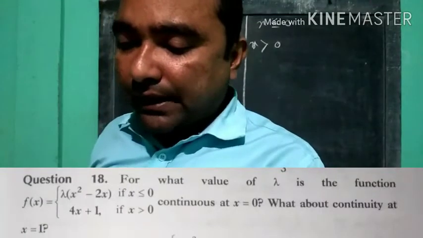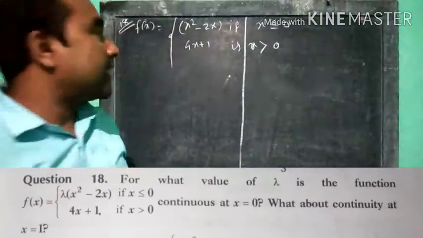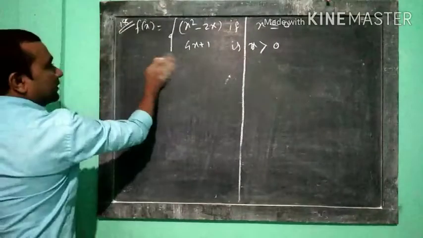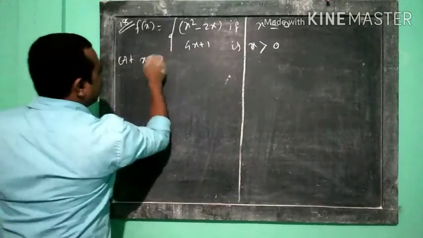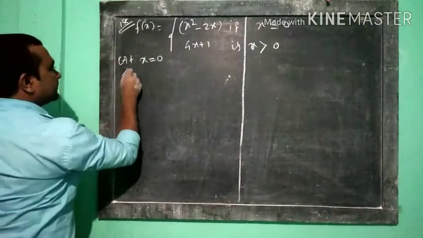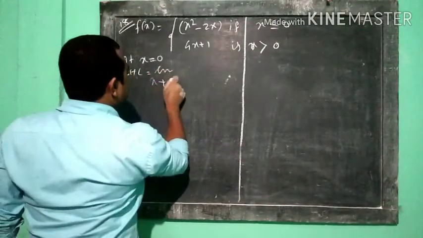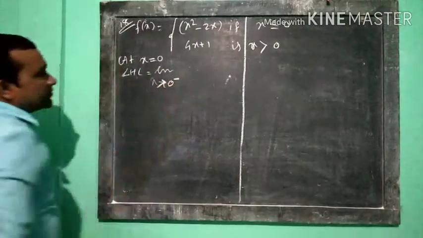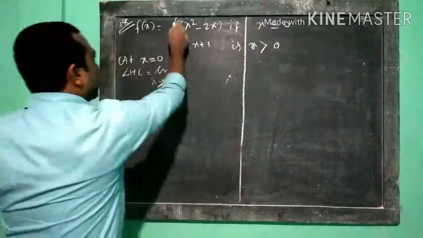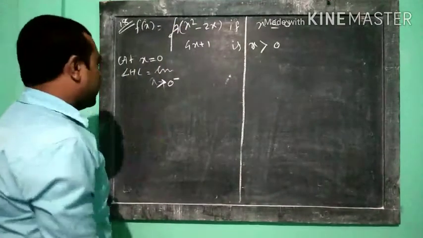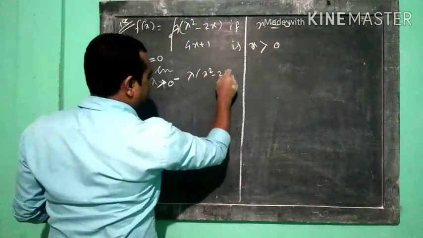What about continuity at x equal to 1? So first at x equal to 0 we check whether it is continuous or not. At x equal to 0, left hand limit, x tends to 0 negative. If x tends to 0 negative, then it takes the value x square minus 2x, given here with lambda. So this is lambda whole into x square minus 2x.